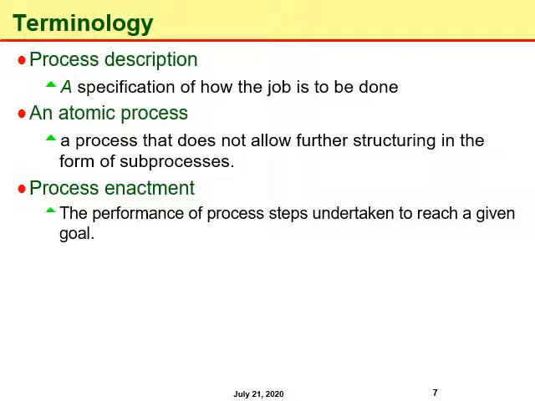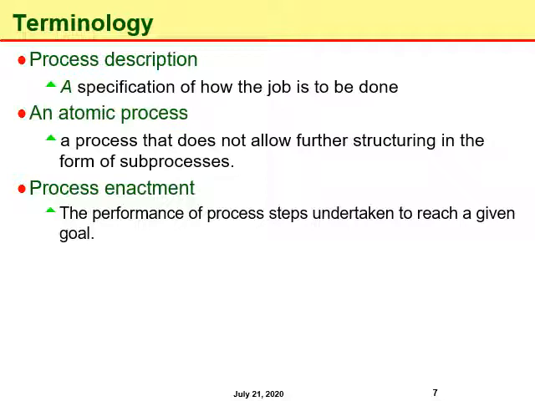Then the next term is process description. While a process is a means for doing a job, a process description is a specification of how that job is to be done actually. Then the next term is atomic process. An atomic process is a process that does not allow further structuring in the form of sub-processes. That is, this process cannot be subdivided into more sub-processes.